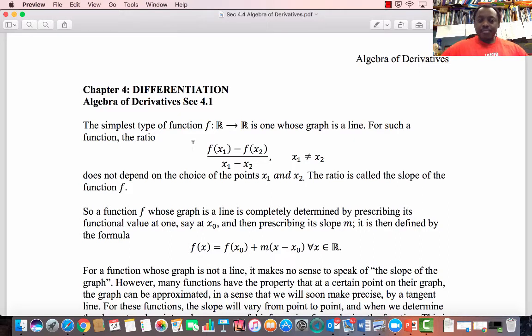The simplest type of function f from the domain R to the set of real numbers R is one whose graph is a line. For such a function, the ratio f of x1 minus f of x2 divided by x1 minus x2, where x1 is different from x2, does not depend on the choice of the points x1 and x2. We call such a ratio the slope of the function f.